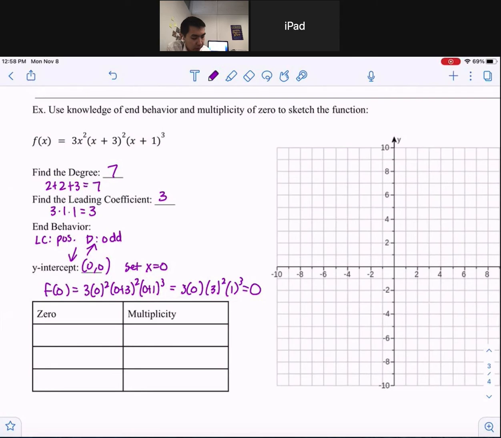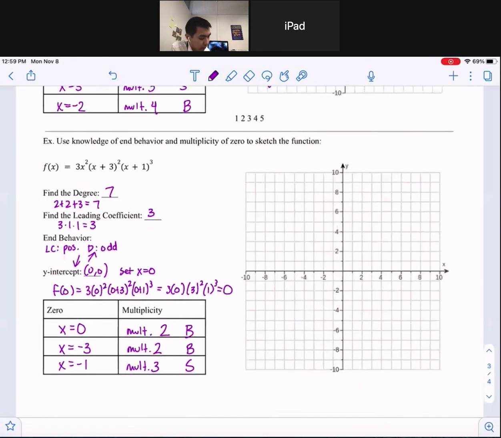Now let's get our zeros. What would make this become 0? x equal to 0. Multiplicity, look at the power. It's 2. Right here, what would make that 0? If x was equal to -3. Multiplicity of 2. This, what would make that 0? If x was equal to -1. Multiplicity of 3. If it's a multiplicity of 2, that's a bounce. Multiplicity of 3, that's a slide.